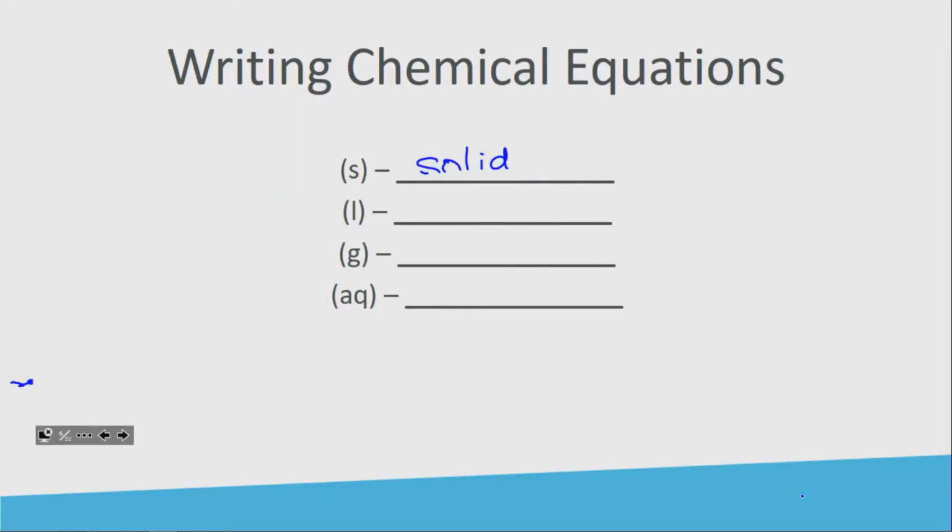When you see an L in parentheses, that means that substance is a liquid. Sorry, my hand is touching the board. When you see a G, that means we have a gas. And when you see an AQ, that means that substance is actually dissolved in water. That means aqueous.